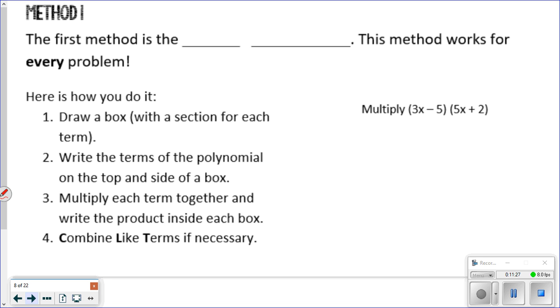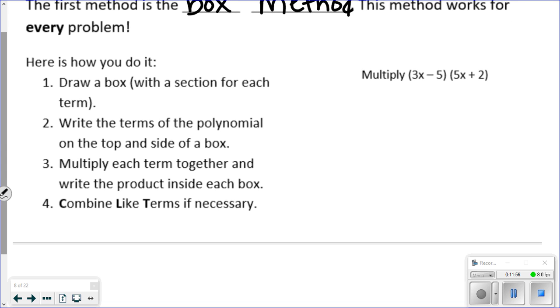The first method is called the box method. You can type this in using Kami, or you can do this on a separate piece of paper. This type of method works for every single multiplication problem. We just saw a binomial times a binomial, a 2 by 2. So we are going to draw a box, and we have to have a section for each term.